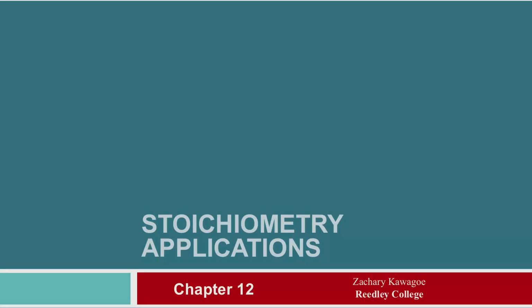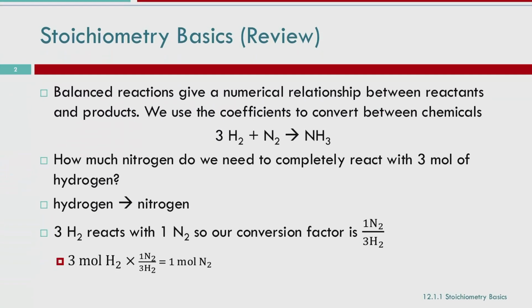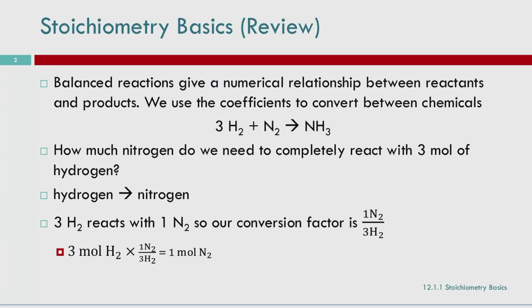All right, starting a brand new chapter, stoichiometry applications, which is mostly review. Here's the explicitly review part. So stoichiometry, remember, is just converting between chemicals, essentially. So we can write out balanced chemical equations, balanced reactions. This shows us the number of each reactant relative to the other reactants and the products.